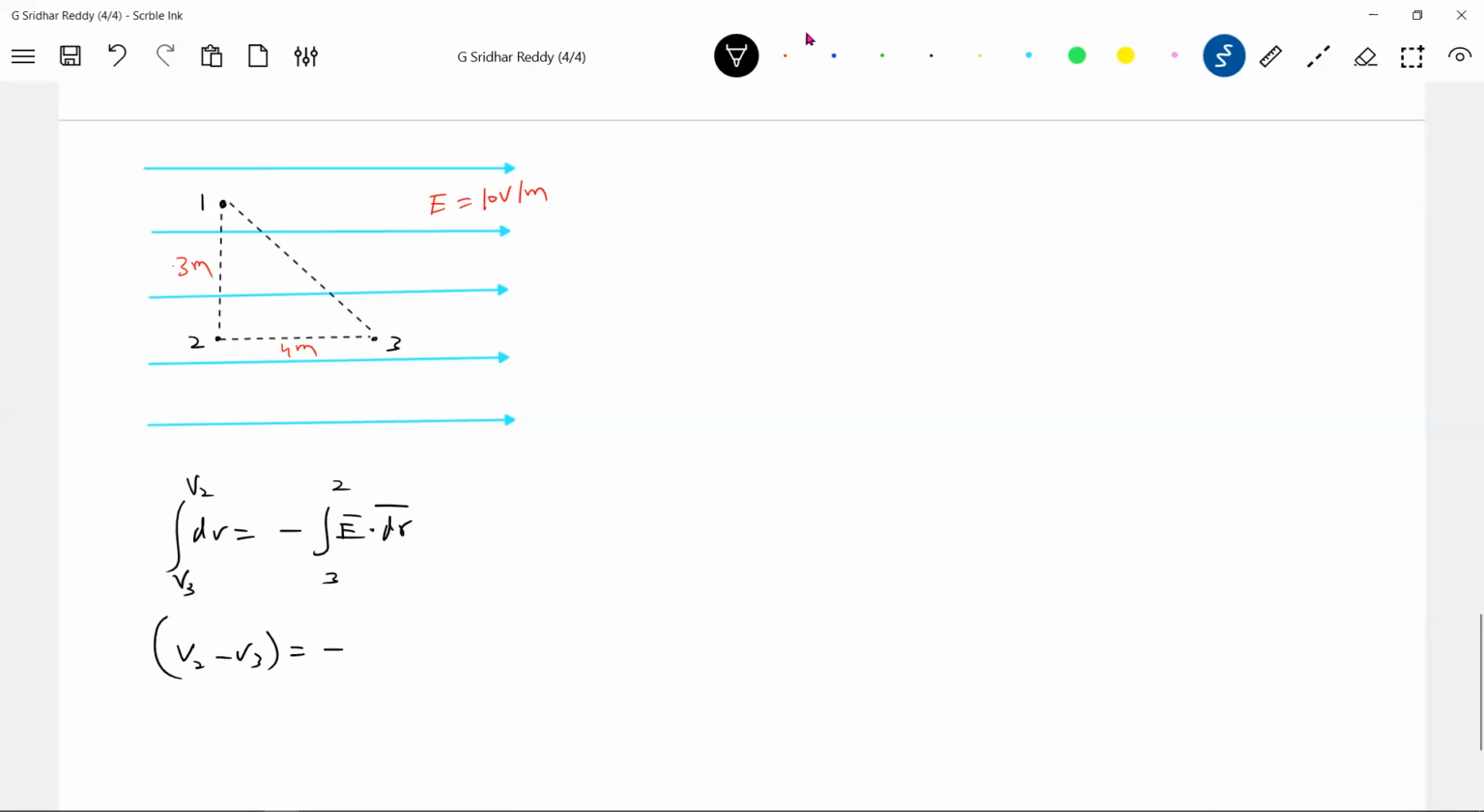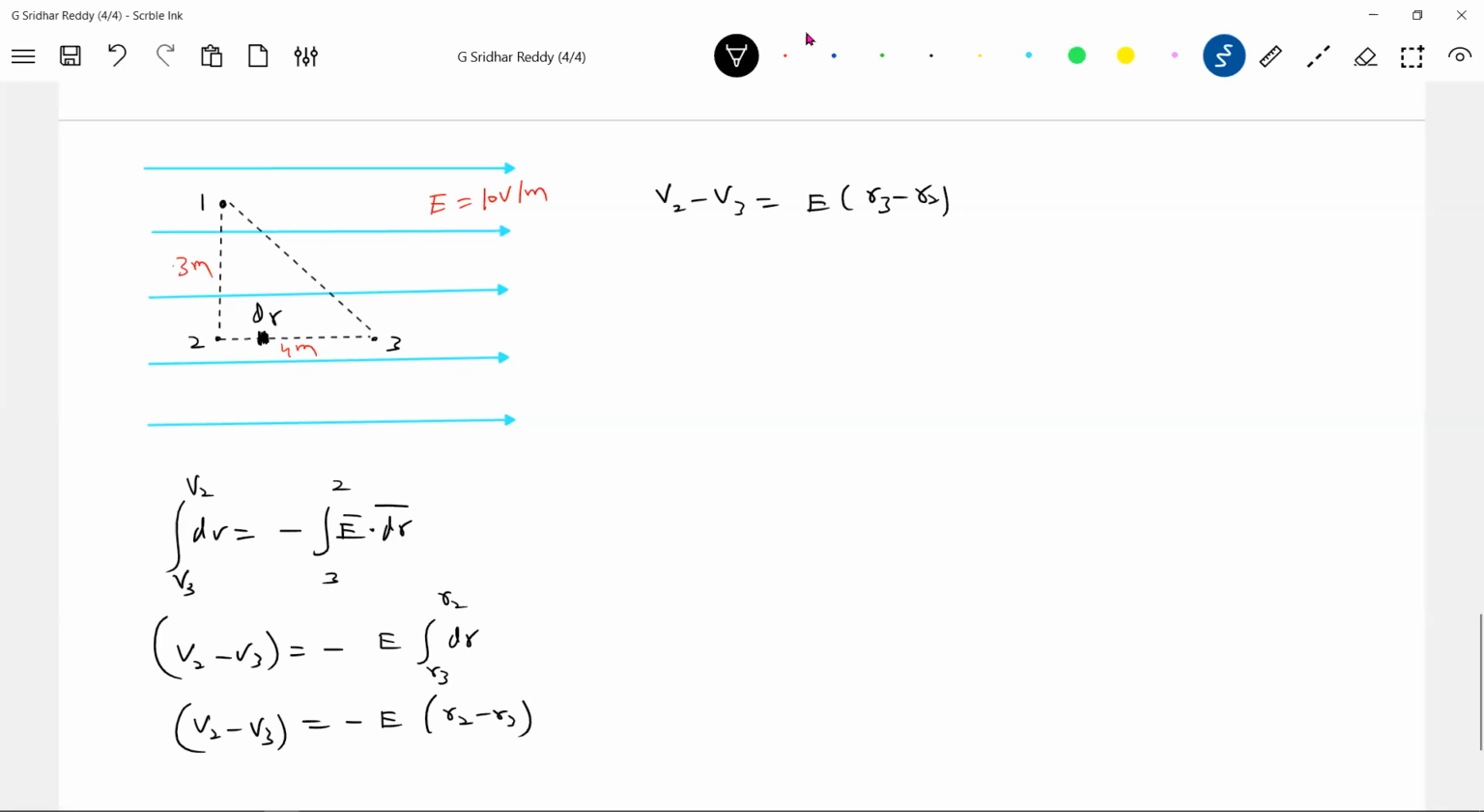Now what is the angle between E bar and dr? It is 0. Look at E bar and dr, both are in the same direction. And E is constant, so everything will come outside. So V2 minus V3 equals minus of E into dr, which will be R2 minus R3. Further you can write V2 minus V3 as E into R3 minus R2.